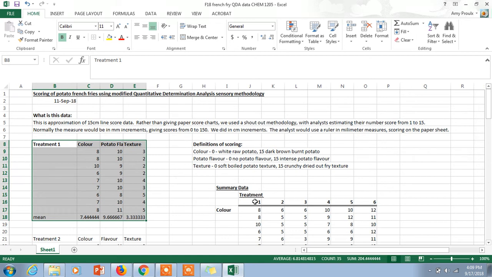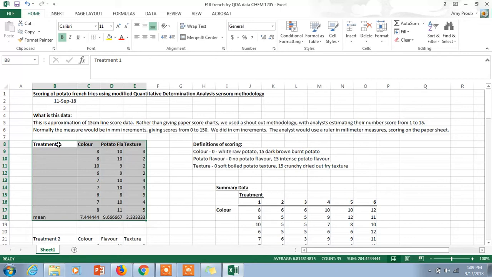Doing some basic statistical analysis to compare data collected in an experimental design. And so if you remember in class last week, we were scoring potato french fries using QDA analysis. And during this time we were using a 15 centimeter line scale, or our approximation of it for the purposes of our class. And we collected some data, and for each of our treatments we did an experimental design.